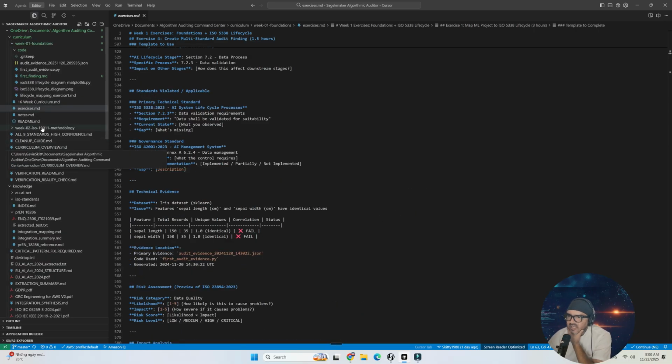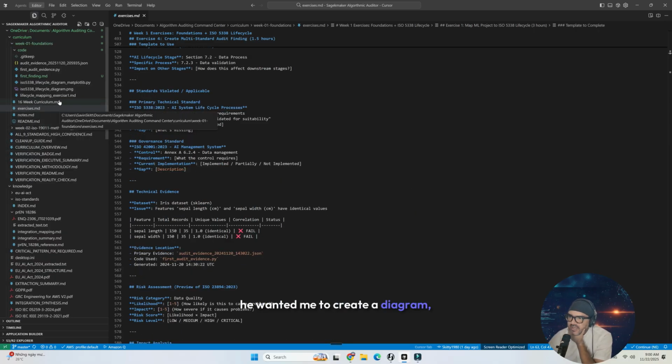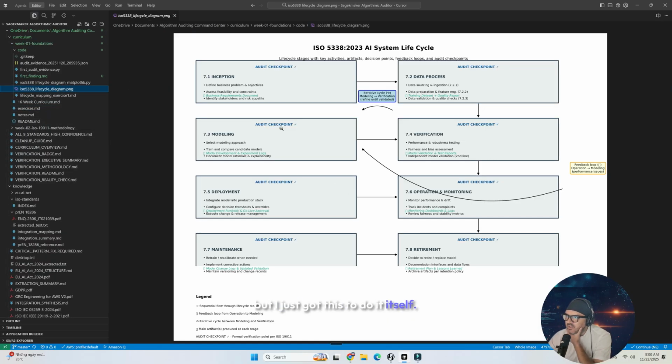So next, it wanted me to create a diagram, but I just got this to do it itself. It's like, again, we've got AI tools. I'm not going to sit there creating a diagram when it can do it for me. The main point is I'm here to learn. And yes, it's important to have a diagram mapping out 5338, and here it is. So you can see it's quite useful if you want something more visual. But I do have the documents there if I want to revisit them. But if you're visual, there you go.